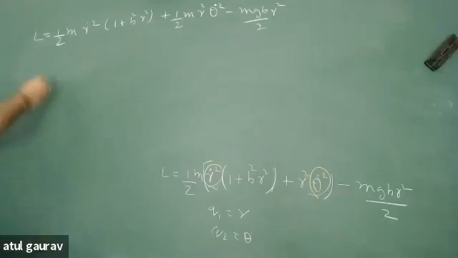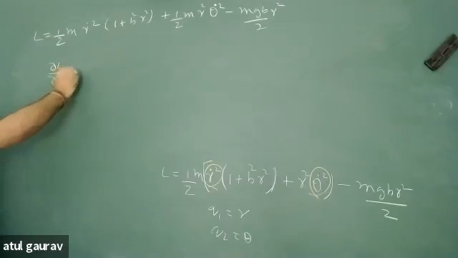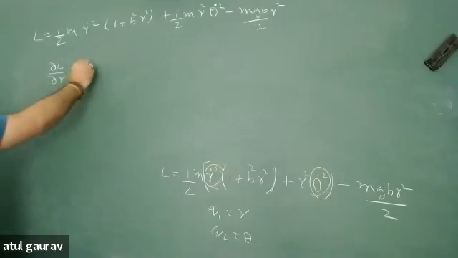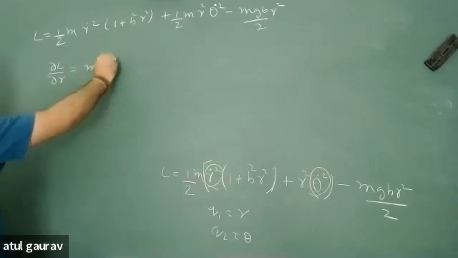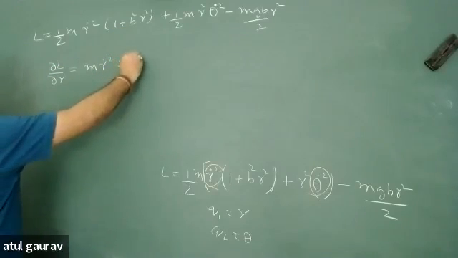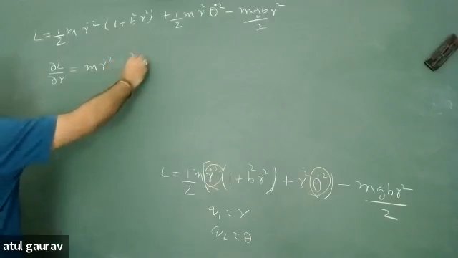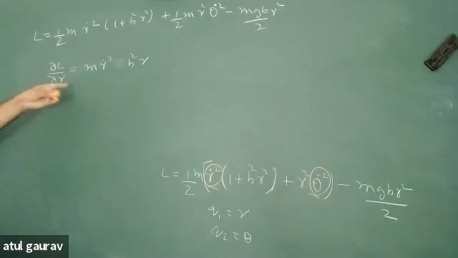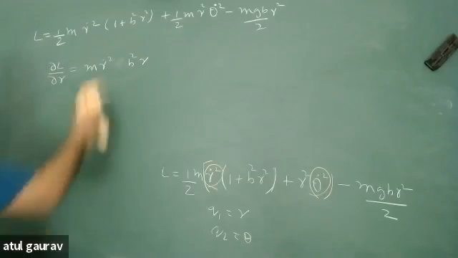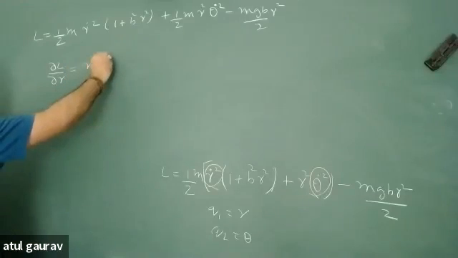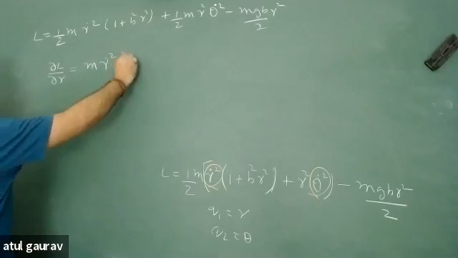Let's check: is r a cyclic coordinate? Then ∂L/∂r. So for ∂L/∂r, we have m ṙ² and you differentiate it. Then you have 2b², and the 2 will cancel. So b² r. This term I am differentiating with partial derivative with respect to r. So this term will be m ṙ² b² r.